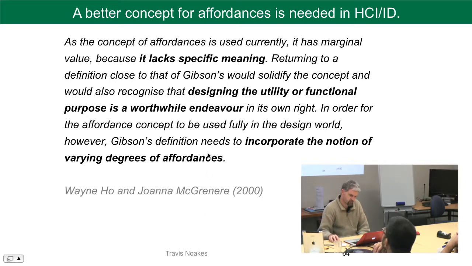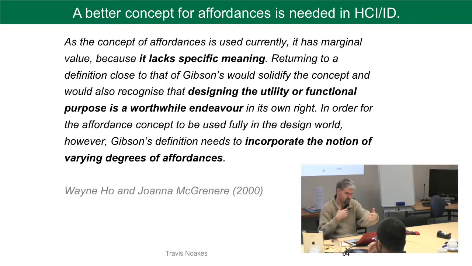Okay, and then more recently, Ho and McGreen have talked about how the concept of affordance needs to be developed more specifically. So in Gibson's world, the affordance was innate to the object, but in Norman's world, the affordance is a function of perception, and what they are trying to say is there should be some gradation between that, where you incorporate varying degrees of affordances.